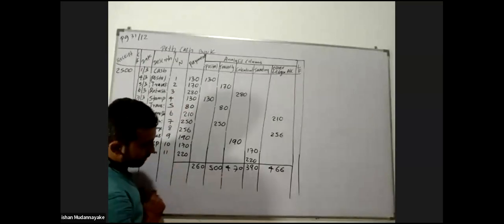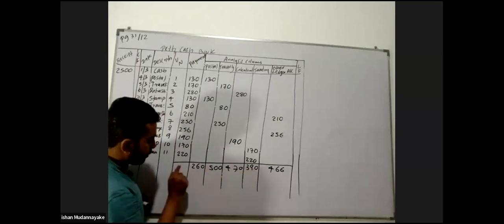Ramai, you can take the total of these columns to this line. It is easy. Take the total of these columns to here.